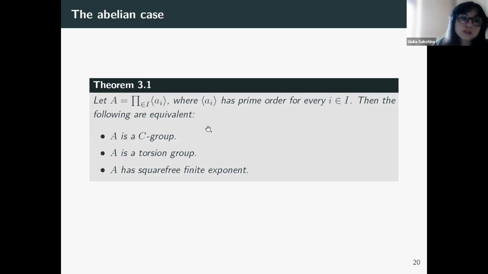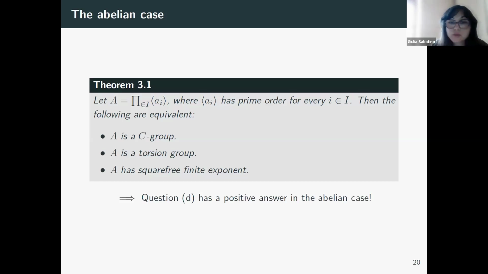On the other hand, if we consider a group of finite exponent, which is abelian, it is a direct product of finite cyclic subgroups. Since this exponent is square-free, each of the cyclic subgroups has a square-free order, so each of them can be further decomposed into a direct product of prime order subgroups. Hence, A is a direct product of cyclic subgroups of prime order, which is a C group thanks to the structure theorem. So question D has a positive answer in the abelian case.